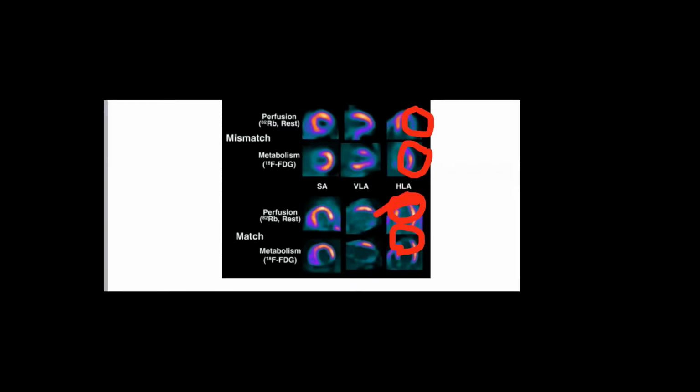Now the question is, look at this part and tell me why, and I need an intelligent guess. If you look at this part here, no perfusion, and there is metabolism. Now look at the septum here. There is perfusion, but no metabolism. Why? Hibernating? No, the hibernating one is this one, the lateral wall here.